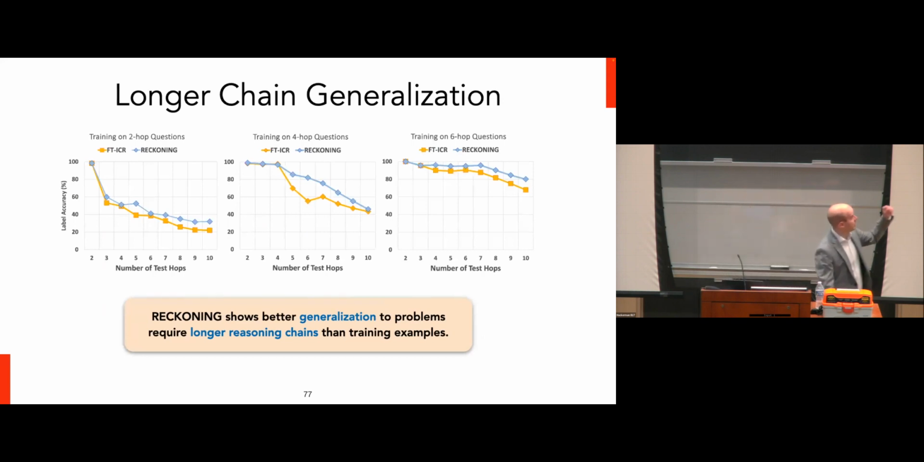This is also true in a generalization setting. So if we only train on 2-hop questions or 4-hop questions or 6-hop questions, but then test on up to 10 hops, in general, we see larger gaps as we increase the number of hops in our evaluation sets. So we're actually able to generalize to longer reasoning chains using this RECKONING method, as opposed to what we can do from just providing this information in the context.